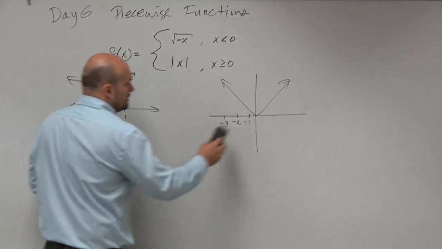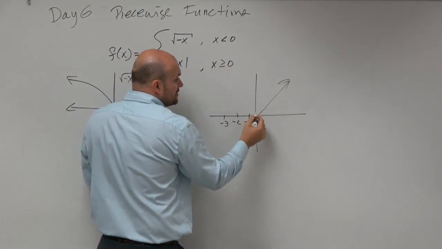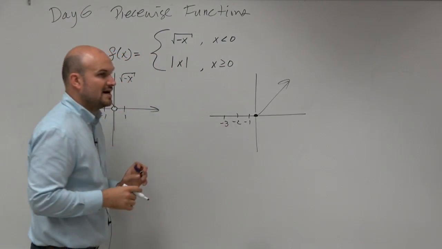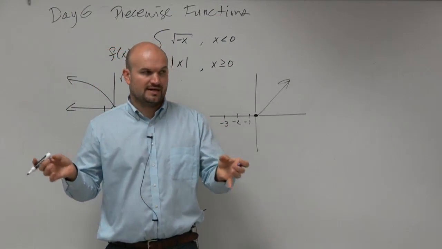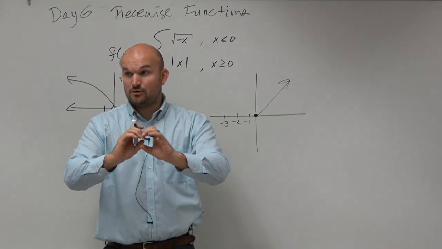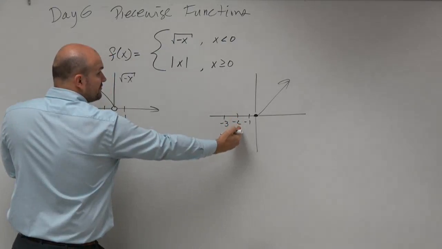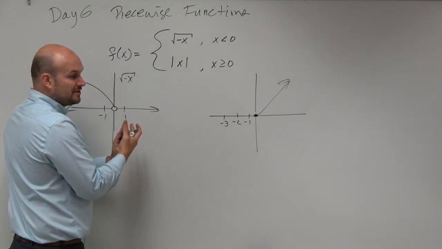So all we're simply going to do is erase it. Now, this graph does have 0 included. So that's a closed dot. So let's think for a second, guys. If we take a closed dot and put it on top of an open dot, it's going to be now closed, correct? All we're doing with the piecewise functions is taking these two functions and marrying them together.